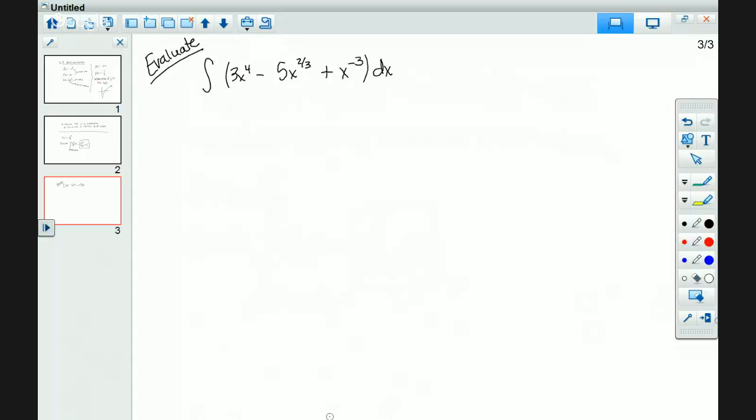Okay, so antiderivative of 3x to the 4th. We just do these one at a time. It's just like derivatives. So what's the antiderivative? Over 5.